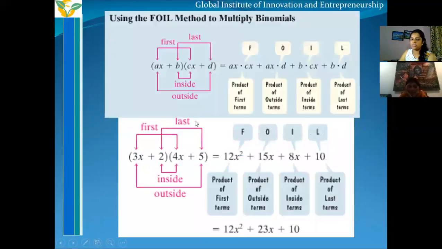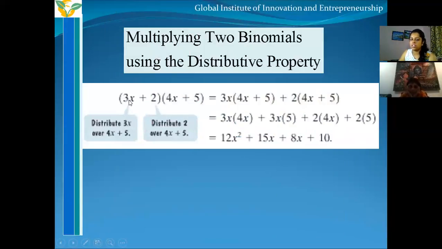Distributive property. Distributive means I have to distribute the first bracket, that is 3x and 2, into the other. Since I am distributing 3x and 2, I have to multiply with the second bracket. Then I'll get an answer for that.